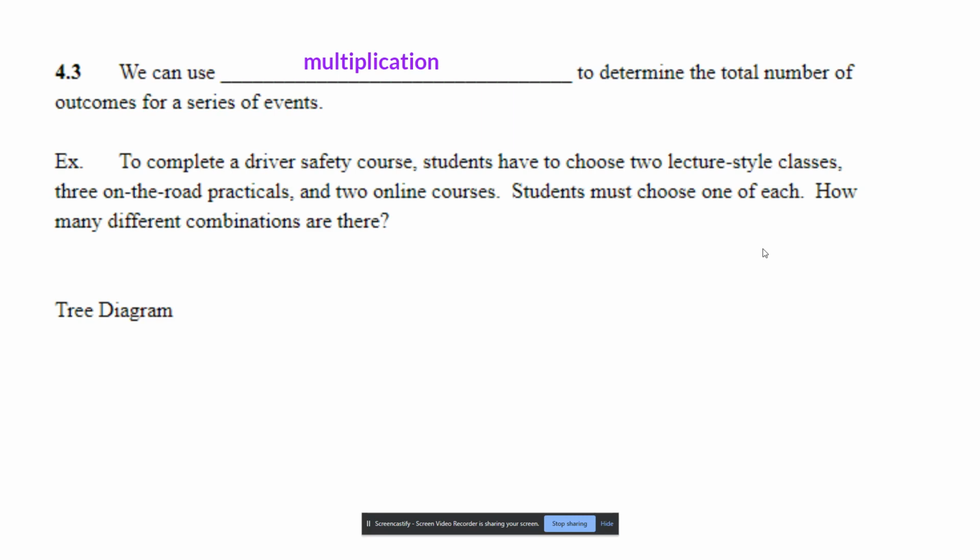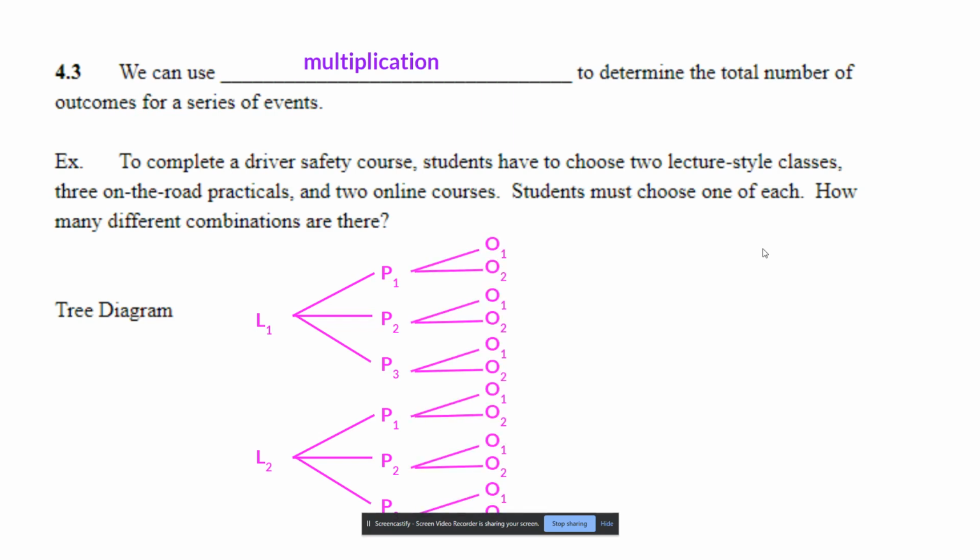One way to do this, which is actually creating a sample space, is to use a tree diagram. Let's start with the lecture classes. There are 2 of them, so I labeled them L1, L2. From there, you could do lecture 1 and then on-the-road practical 1, or practical 2 or 3, or you could do lecture 2 and practical 1, lecture 2, practical 2, and so on. And then after that, you'd have a choice of 2 online courses.